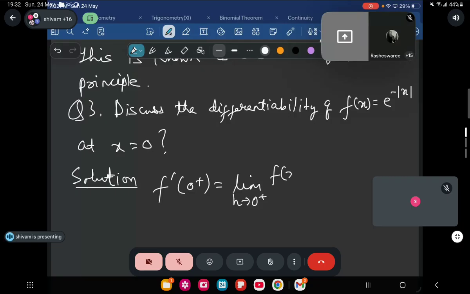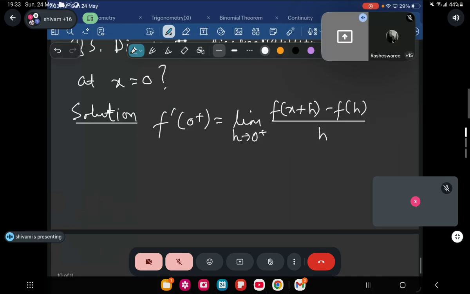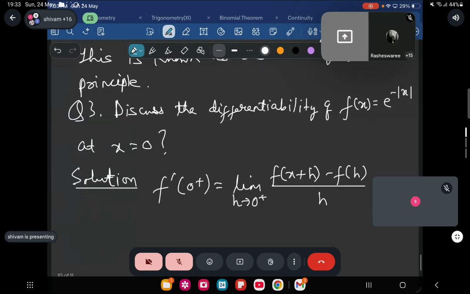Okay, f of x plus h minus f of 0, f of 0 plus h minus f of 0 divided by h, where h is 0 plus. Let us write h only. Now, what is f of x plus h? H tends to 0 plus, so that will be f of 0.